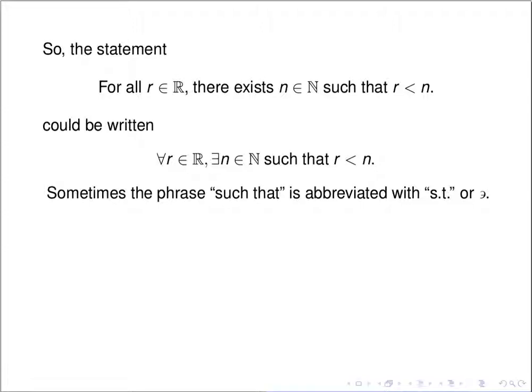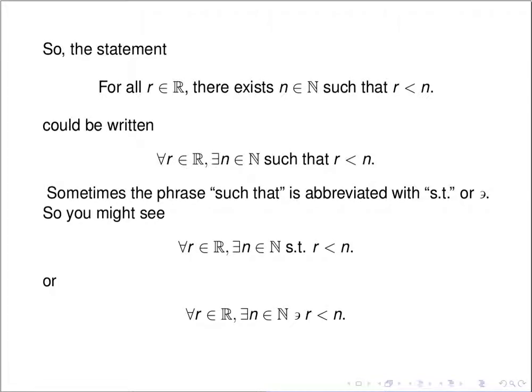Now sometimes the phrase such that, which you see often, is abbreviated with s.t., or sometimes you see this backwards epsilon used. So you might see the Archimedean principle or other statements with existential quantifiers written with those abbreviations. So you might see for all r in R, there exists n in N, s.t., meaning such that r is less than n. And also if it has the backwards epsilon, you also read that as such that.